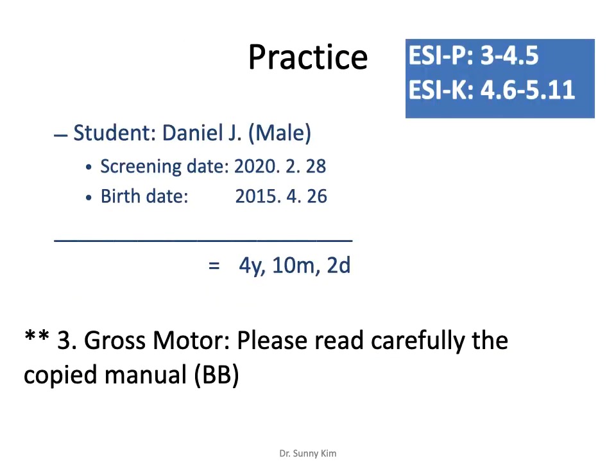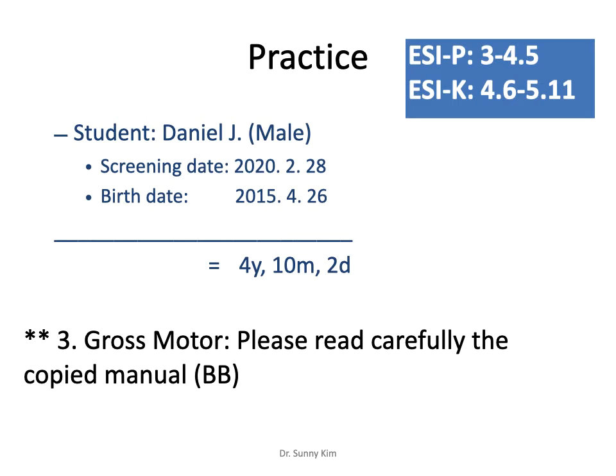So let's practice. Our student's name is Daniel J. The biological gender is male. If you're not comfortable identifying the student's biological gender, that is okay. You can just leave it empty. You don't have to write down the student's biological gender. Or if you don't want to, you don't have to. It's optional.